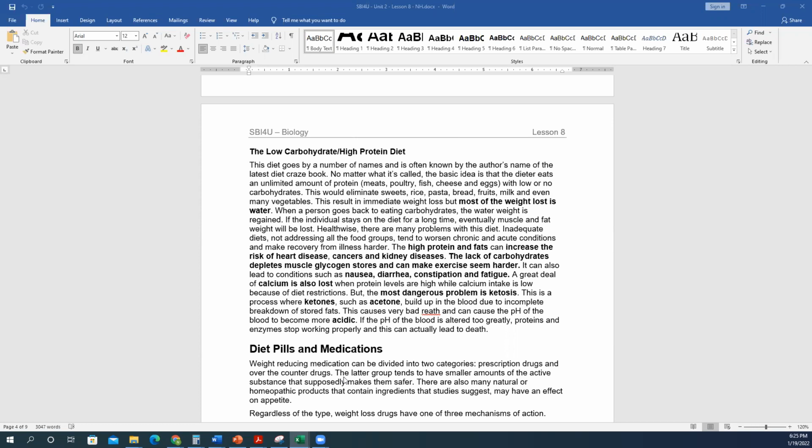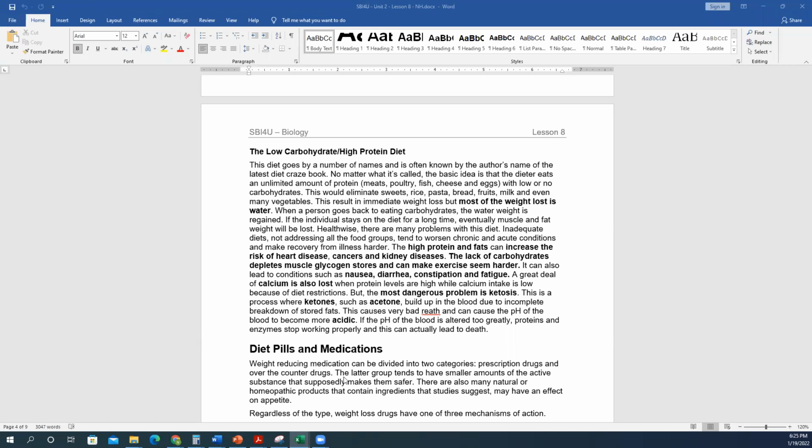So this will result, obviously, in an immediate weight loss right away, but most of the weight lost is water. And when the person goes back to eating a normal diet and including some carbohydrates, that water weight is regained. And if that individual stays on the low carb, high protein diet for a long time, eventually muscle weight will be lost, and also fat will be lost. But the problem is that you actually also end up losing muscle weight. And health-wise, there are many problems with this diet.